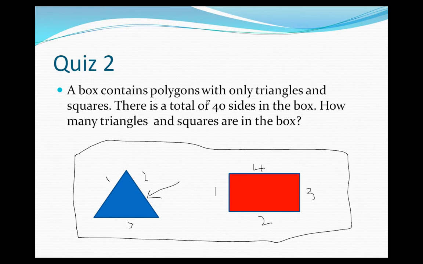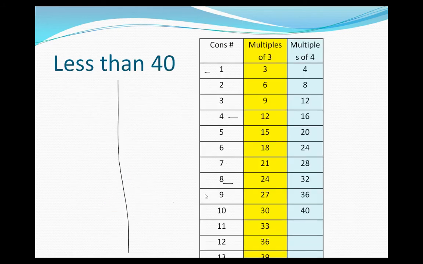A box contains polygons with only triangles and squares. There's a total of 40 sides in the box. How many triangles and squares are in the box? Let's say this represents the box on the outer. You have triangles and squares. This side where the arrow is pointing, you are supposed to have 40 of these, 40 sides. So like the triangle of 1, 2, 3, and then you continue counting 4, 5, 6, 7 until you get 40. Okay? So let's go into the working.